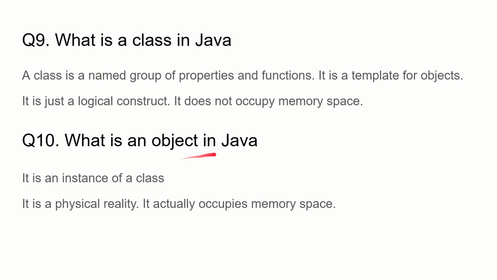Next question would be, what is an object in Java? So an object is an instance of a class. It is a physical reality. It actually occupies memory space. So if we consider human as a class, then the properties would be their name, age, etc. And the functions would be eat, sleep, etc. So an object is actually a physical reality which occupies the space. So for example, if we create a new instance of a class human, with their names such as John Doe, their age as 25, then it is an instance of a class.